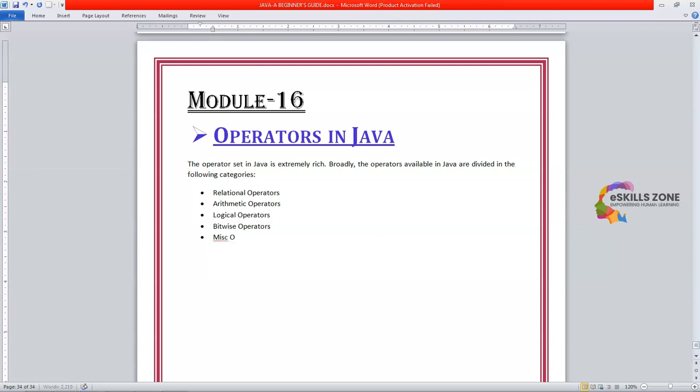Miscellaneous operators, they are also not discussed in C or basic language or any other language. And the last one is assignment operator. This is also a common operator used in C and in basic language and other language as well. So first we will discuss the arithmetic operator.